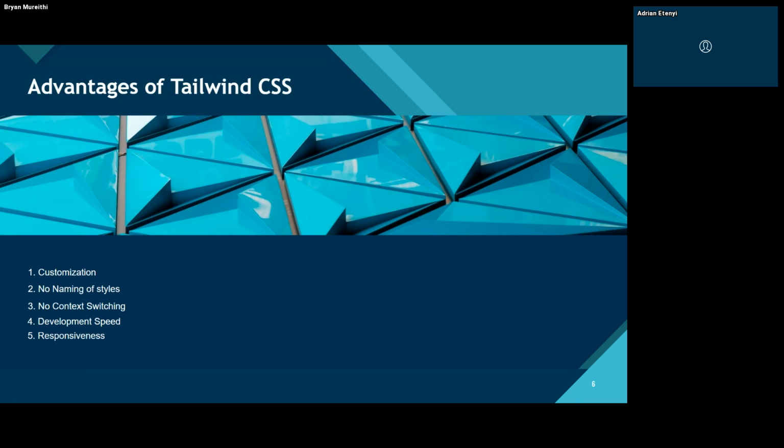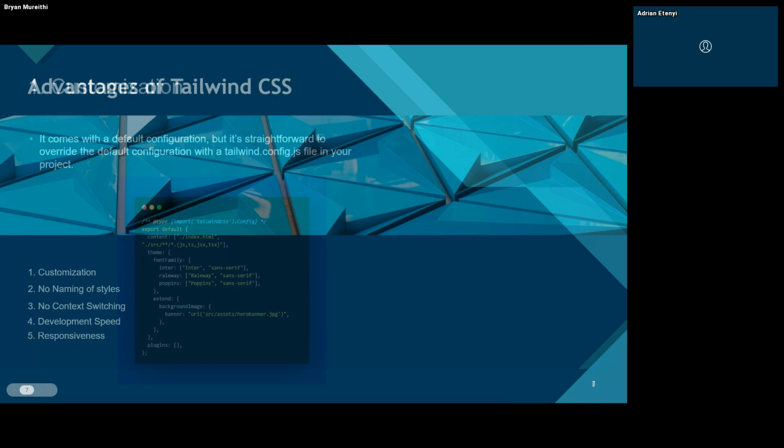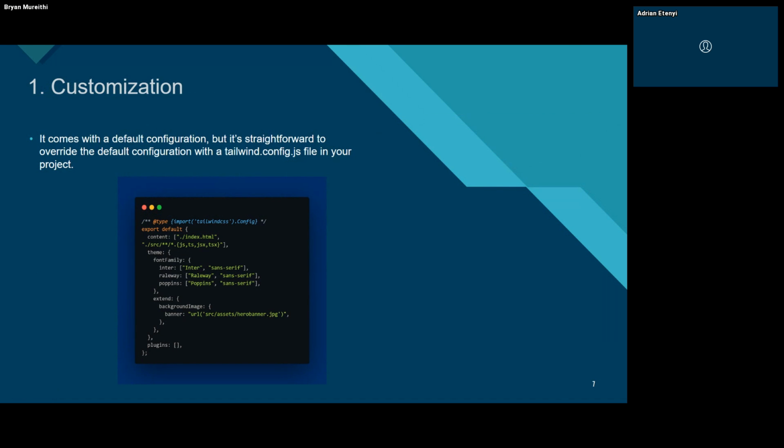We're going to check the advantages of Tailwind. I'll just list them here, then we're going to go deep. The first one is customization, no naming of styles. We're going to see that. No context switching. I'm going to explain that. I know you might seem a bit lost, but I'm going to explain it. Then development speed and responsiveness. So we're going to start with the first one, which is customization.